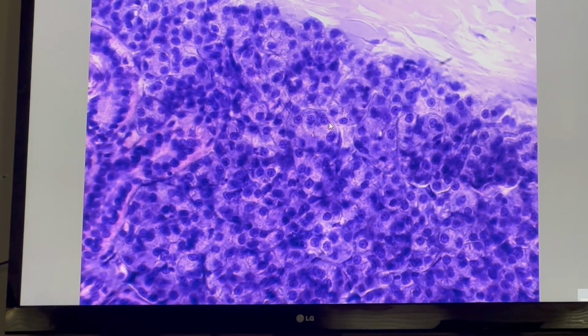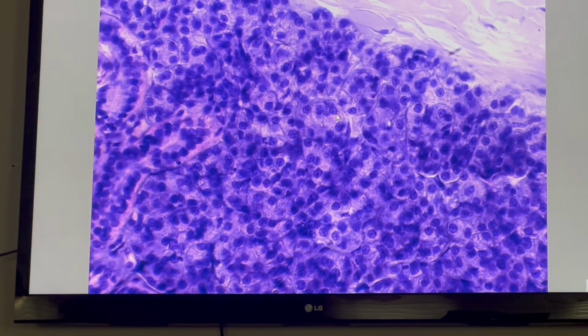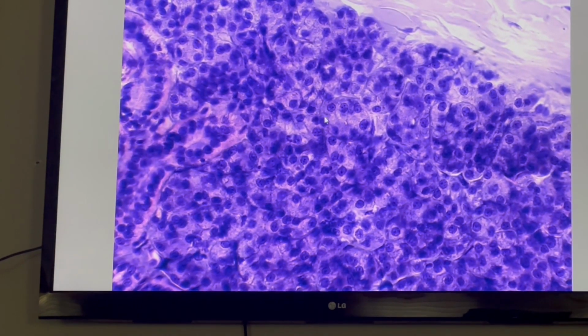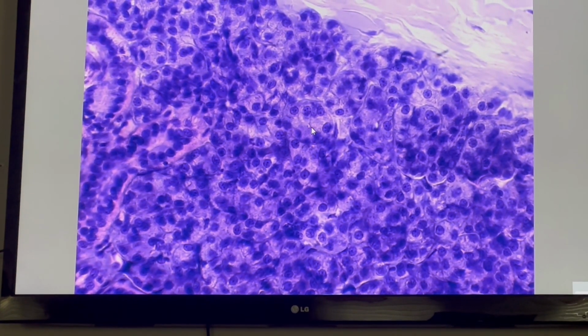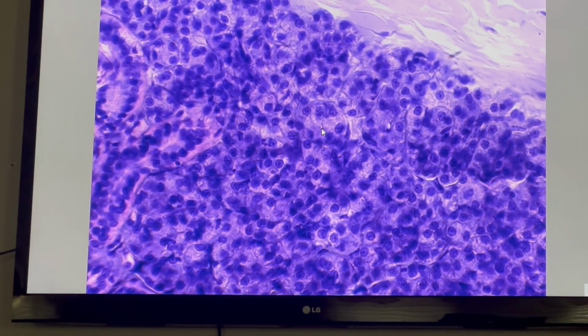Yes, serous acinus. Serous acinus. Serous cells, prominent granules, arranged in a spherical structure surrounding a very small lumen.